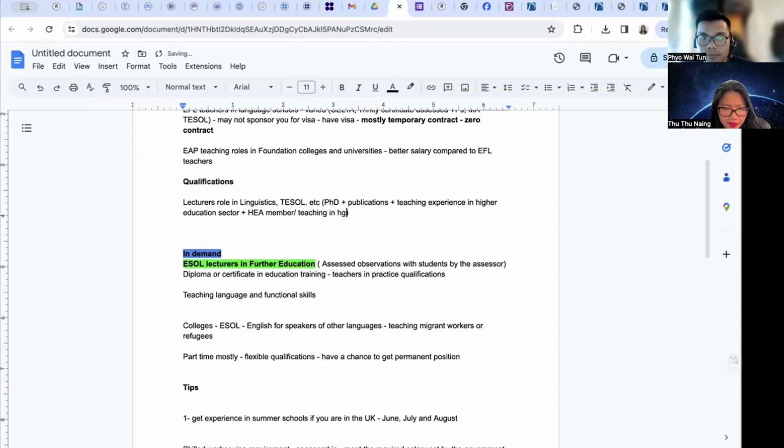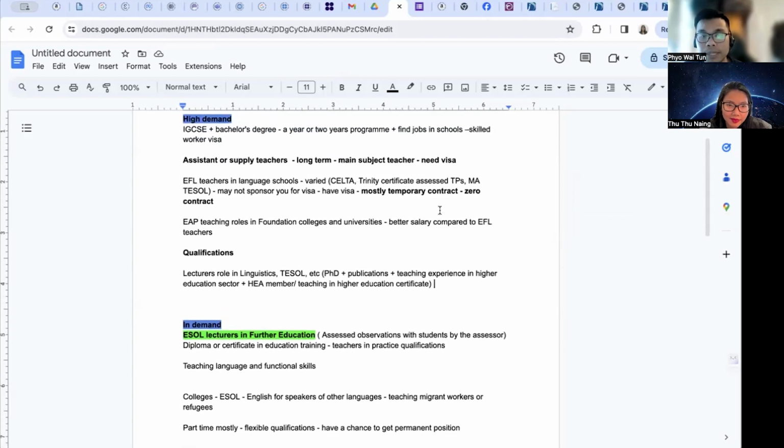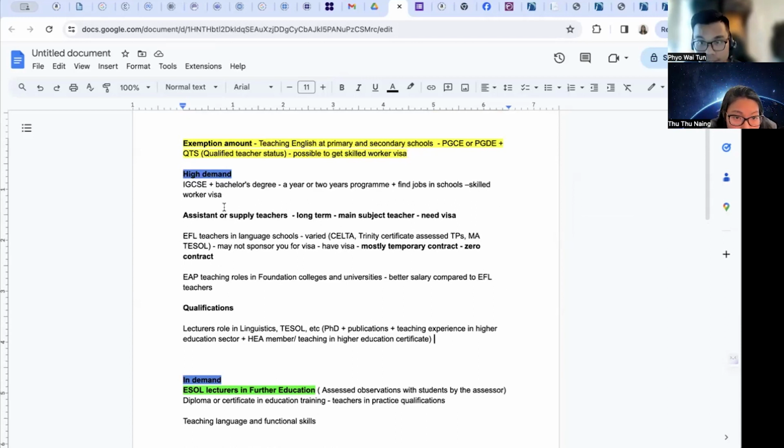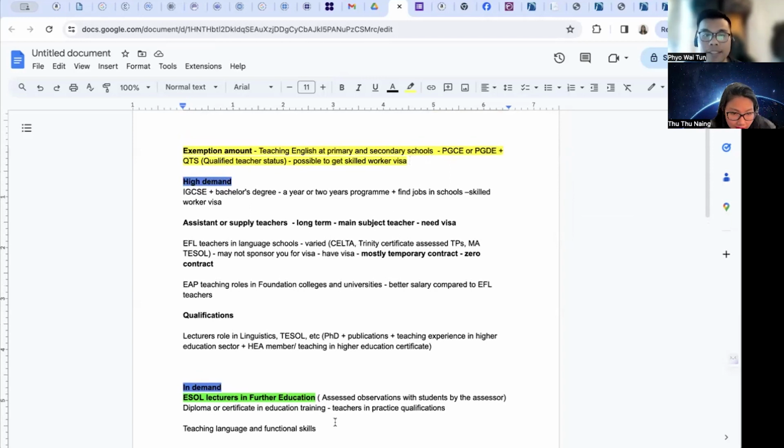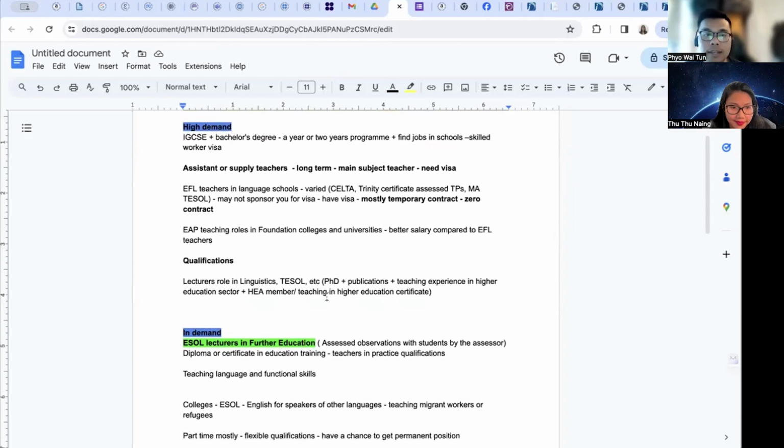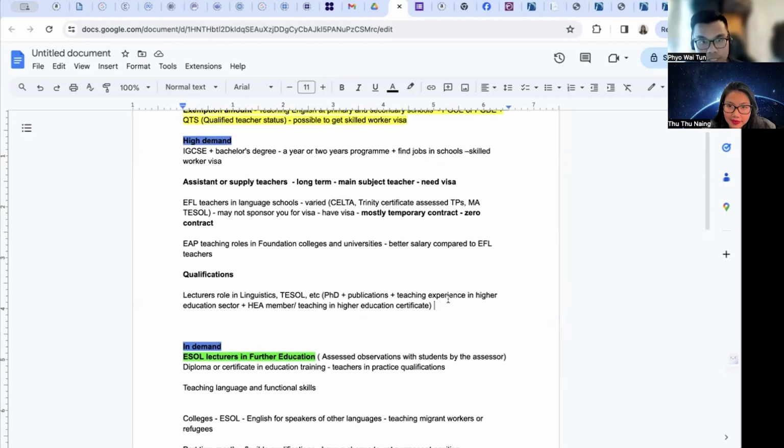What I learned when I was searching for different job roles, from secondary school teachers to higher education, is that they've got their own qualifications. For example, for secondary school we need a PGCE and QTS, qualified teacher status. And for further education, we need a DET. These are specific qualifications. It's not about English language teaching, it's about being a teacher, from secondary to higher education.